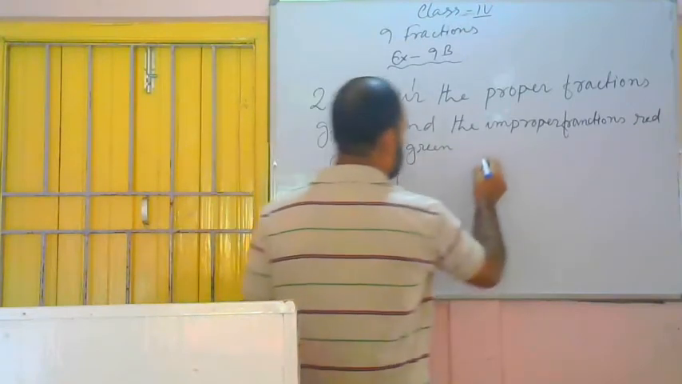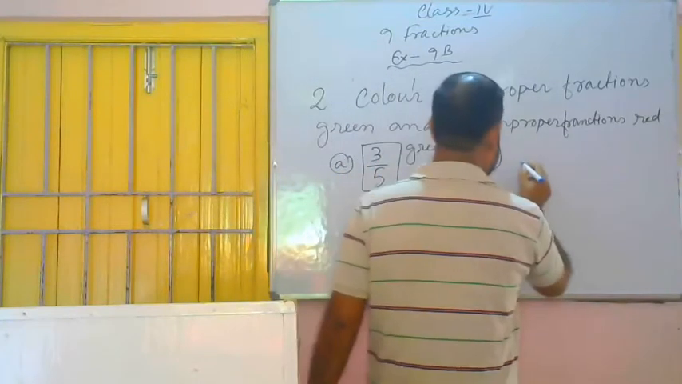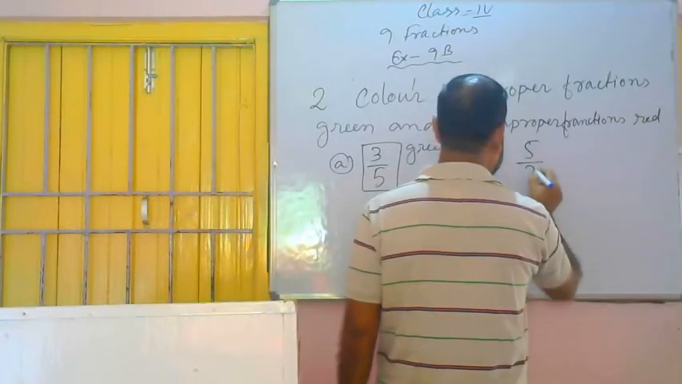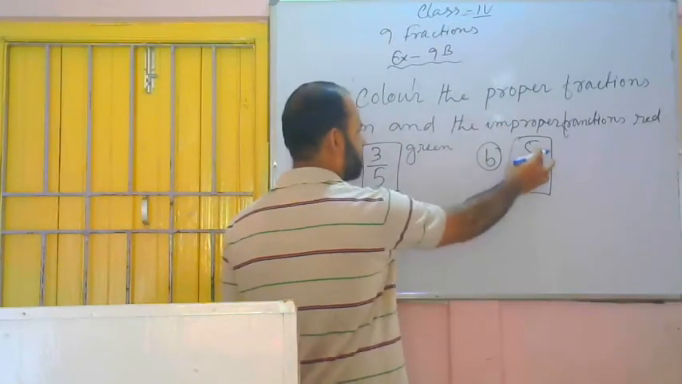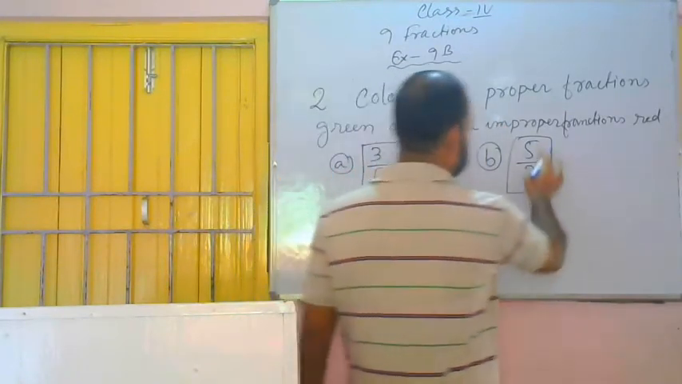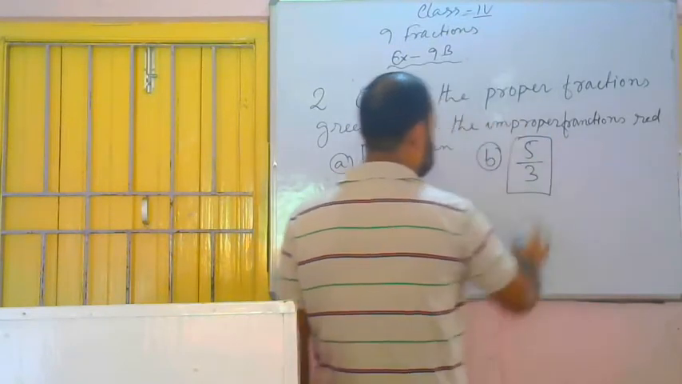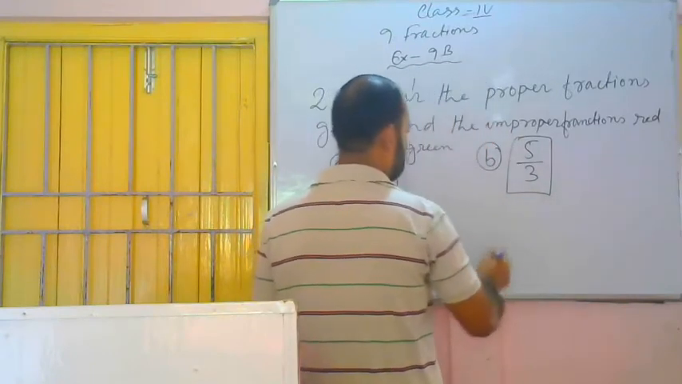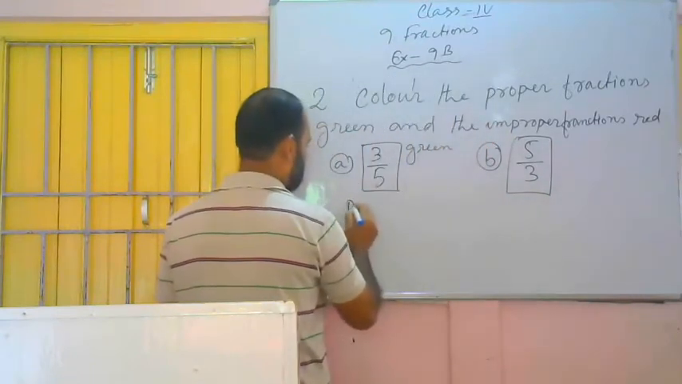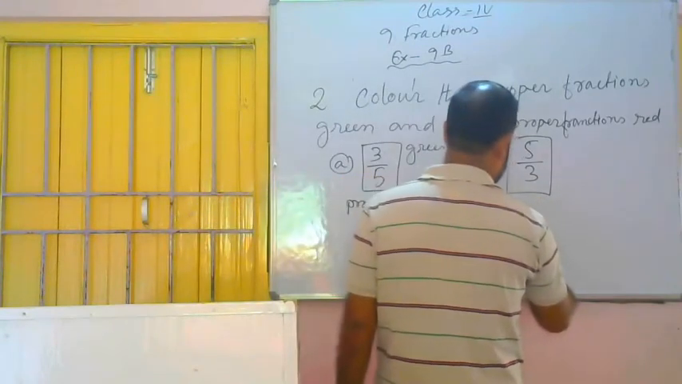Question number B, 5 by 3. Here 5 is greater than 3. So the numerator is greater than denominator. So this fraction is an improper fraction.